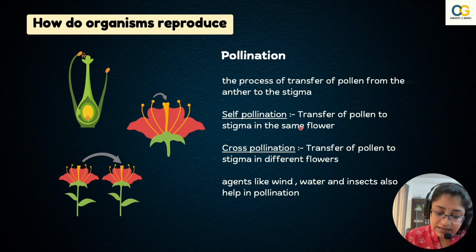If it comes from the same flower, it is called self-pollination. And if it comes from another flower, it is called cross-pollination. And agents like wind, water, insects, they all help in pollination.